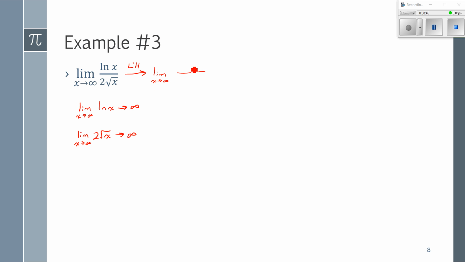Derivative of the top would be 1 over x. 2 rad x is not friendly to us, so I'm going to change that to 2 times x to the 1/2. Its derivative would be 2 times 1/2, which is 1, times x to the negative 1/2.